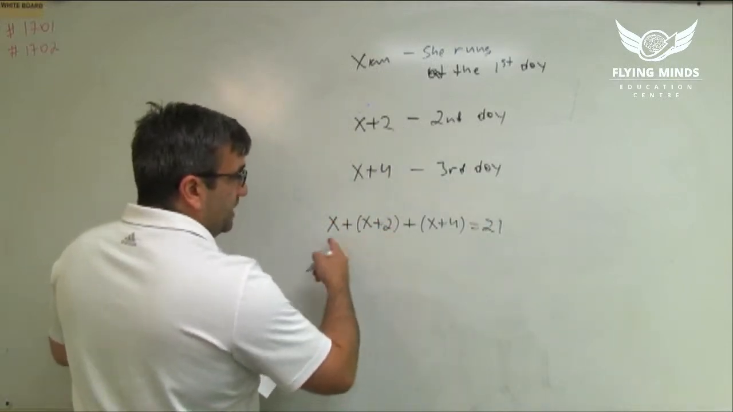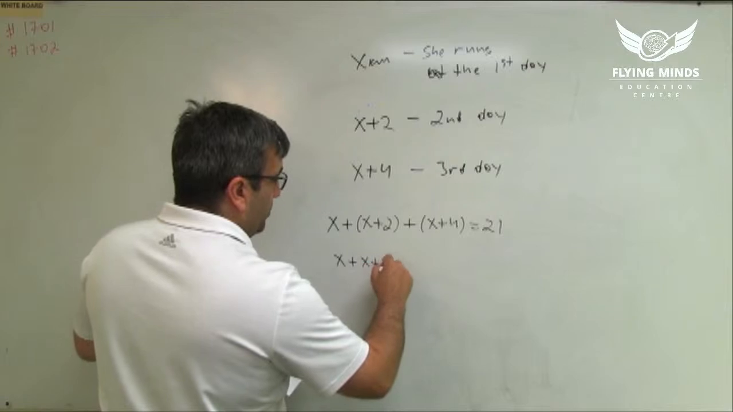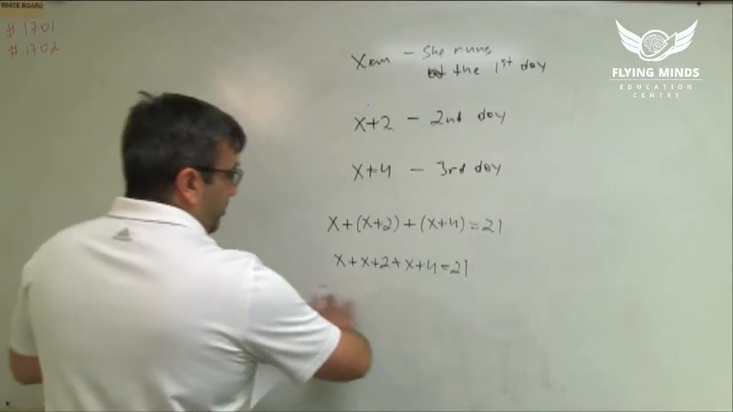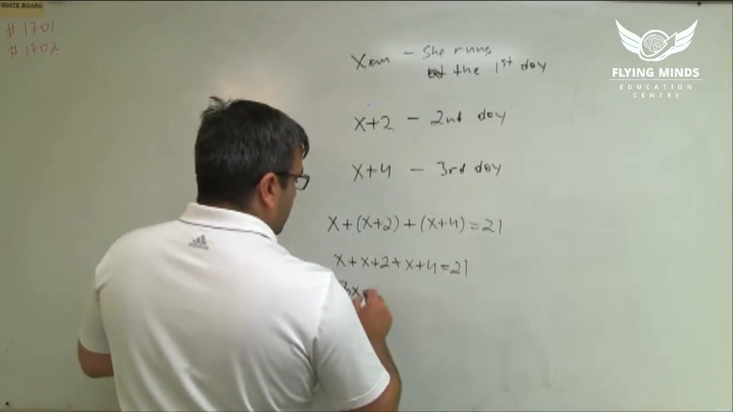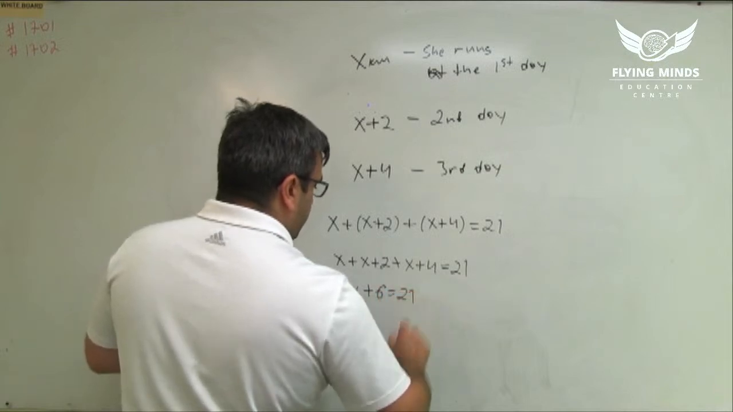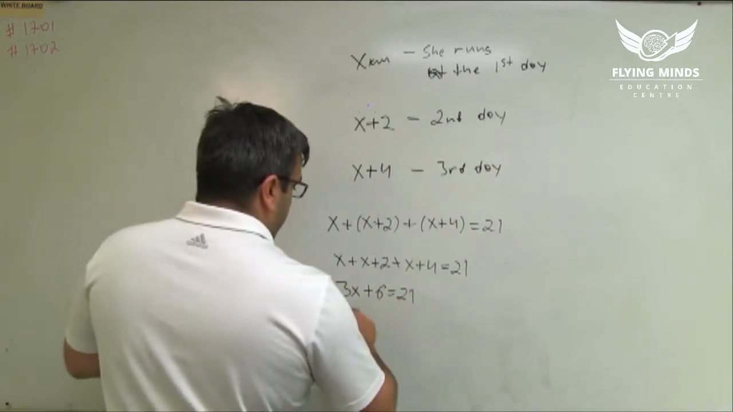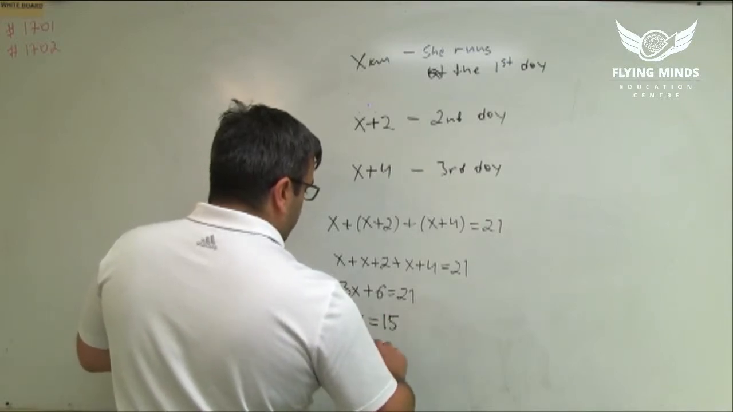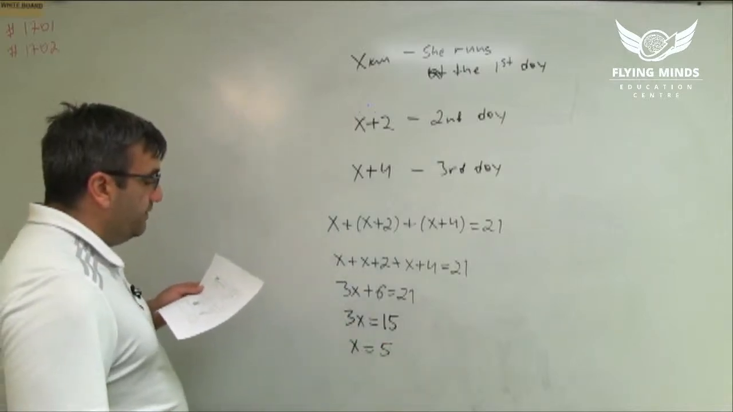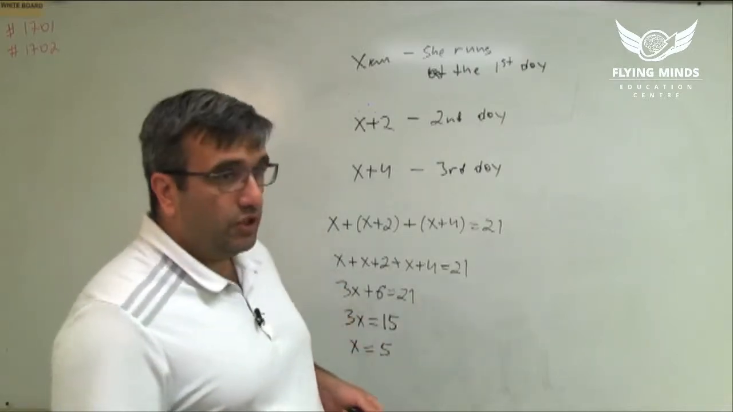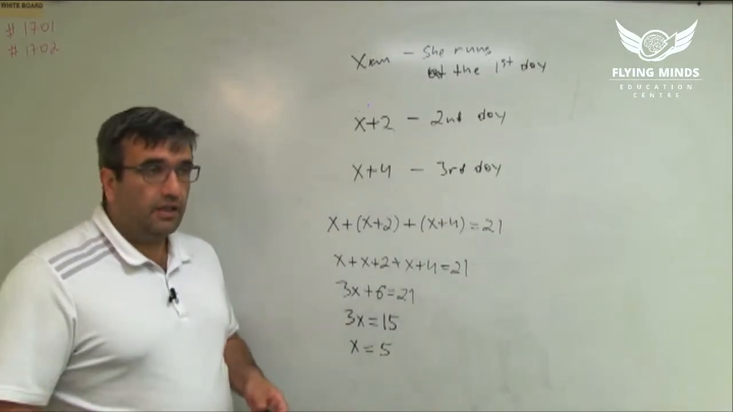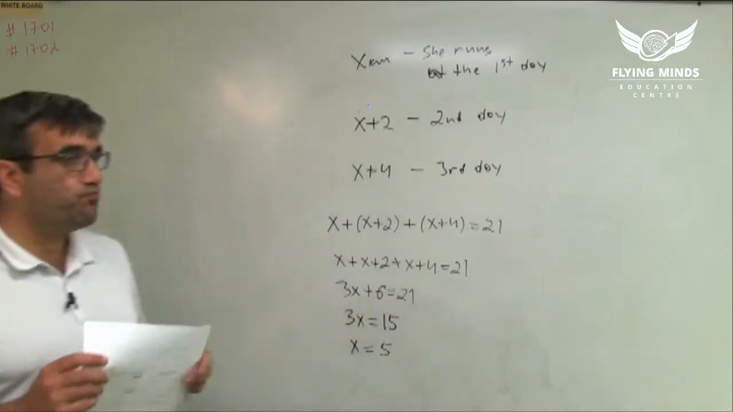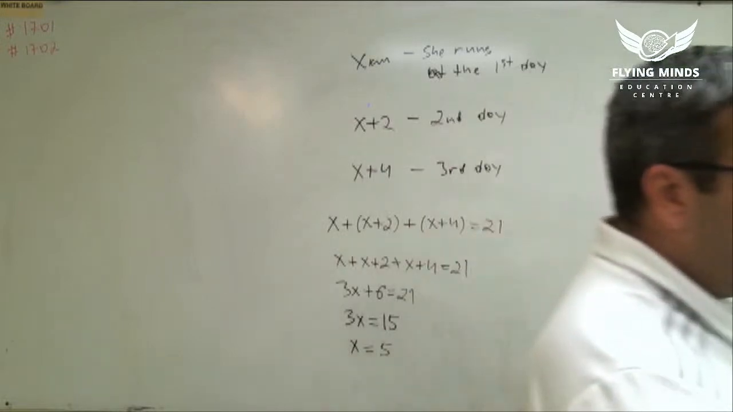So we open brackets. So it will be x plus 2 plus x plus 4 equals 21. So it will be 3x plus 6 equals 21, right? Then for 3x, we subtract 6 on both sides, we get 15. x equals 5. So on the first day, she ran 5 kilometers. Okay. Let's move to the next question.